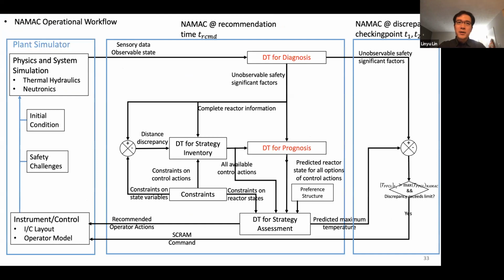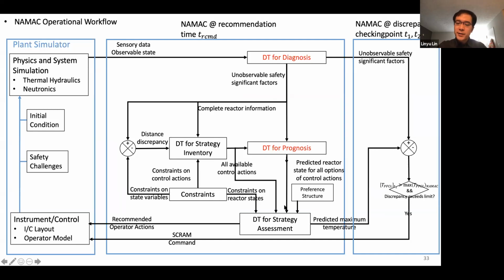This is a more detailed workflow that represents the information flow inside NAMAC. First of all, NAMAC collects the sensor signals from the plant simulator, and those signals will first go into the diagnosis system for inferring the unobservable safety significant factors, to infer the complete status of the reactor. Then that complete information will go to the strategy inventory to find all possible and available control actions during this scenario. Meanwhile, this complete reactor information will go to prognosis for predicting the reactor states for all options of control actions gathered from the strategy inventory.